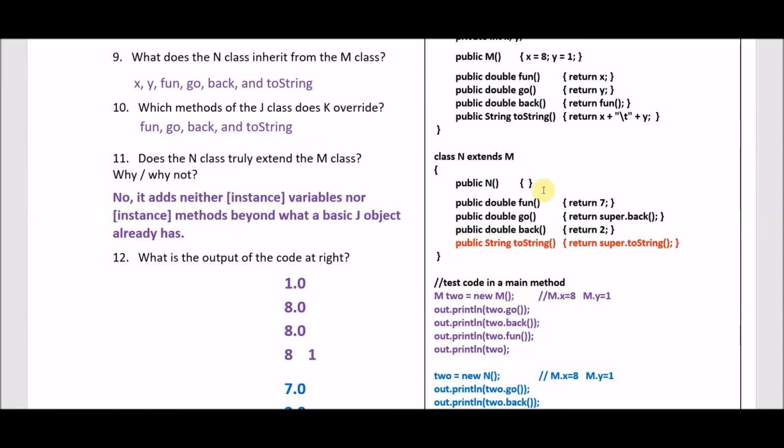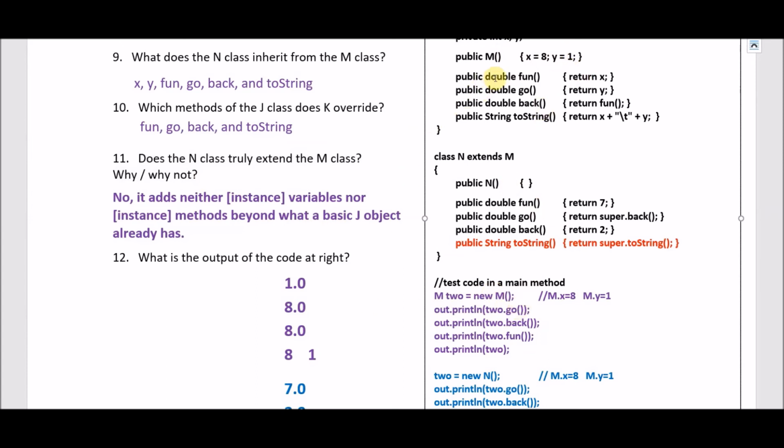Okay, let's go through this. First, create an M object, and the constructor there sets x to be 8 and y to be 1. Done. You call the go method. Which go method? Well, this is easy because it is an M reference and it is an M object. So certainly you're calling the M version of every method call. So you call the M go method and you get the y value, which is 1.